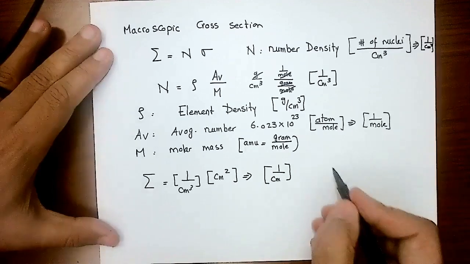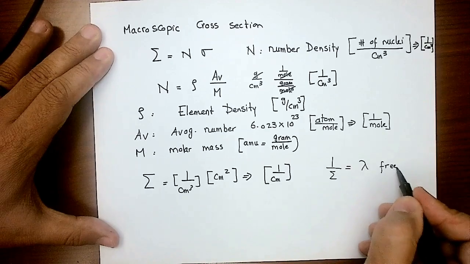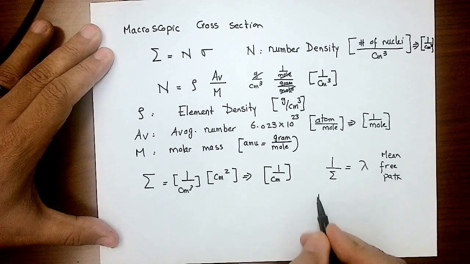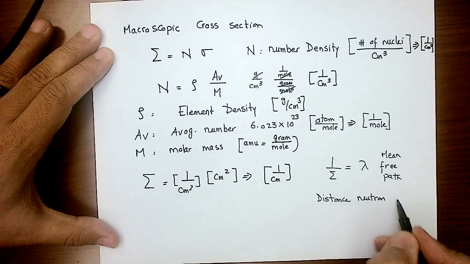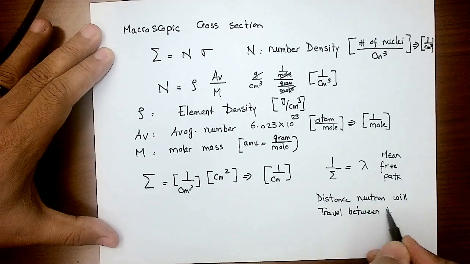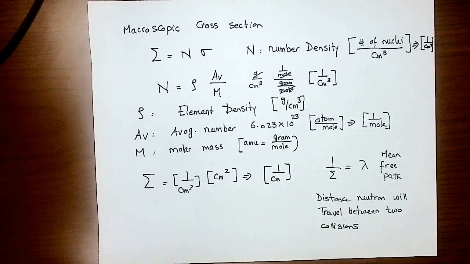Okay. When you flip that number, you get what we call lambda, which is the mean free path, which is the distance a neutron will travel between two collisions. That's the distance of that neutron between one fission to the other one, and so on. So this is how you calculate sigma.